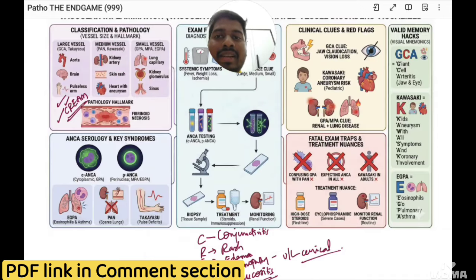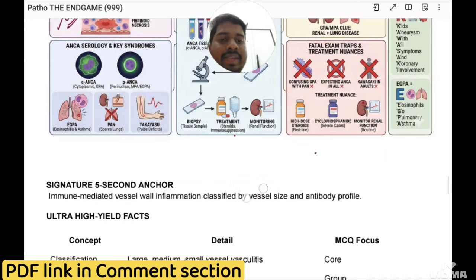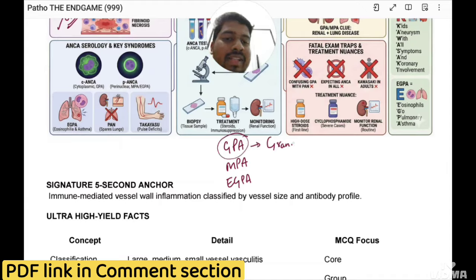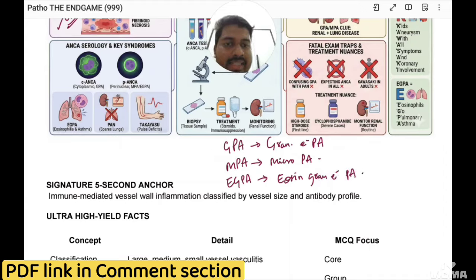Okay, and then we have small vessel vasculitis, and in small vessel vasculitis we have 3 important vasculitis. Okay, one is GPA. Okay, I'll write short forms first. GPA. Second is MPA, and third is EGPA. Okay, so GPA is granulomatosis with polyangiitis. MPA is microscopic polyangiitis. And EGPA is eosinophilic granulomatosis with polyangiitis. Okay, so in this, important thing is granulomatosis with polyangiitis was earlier known as Wegener's.